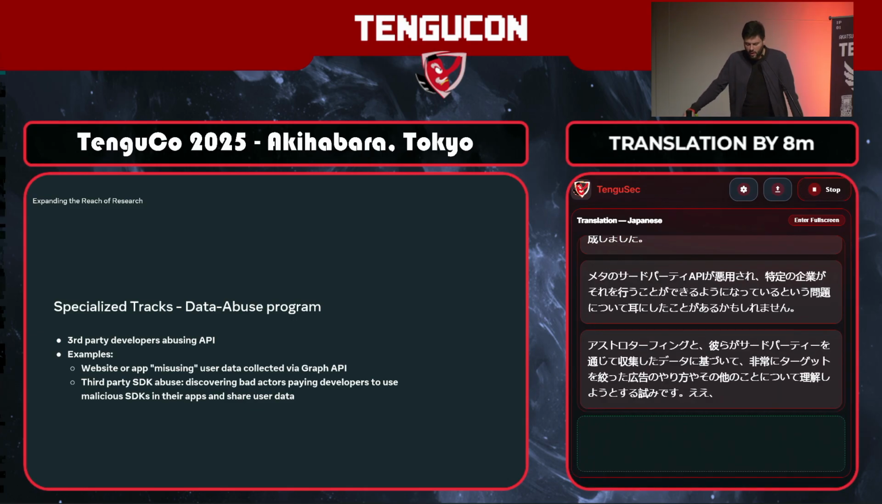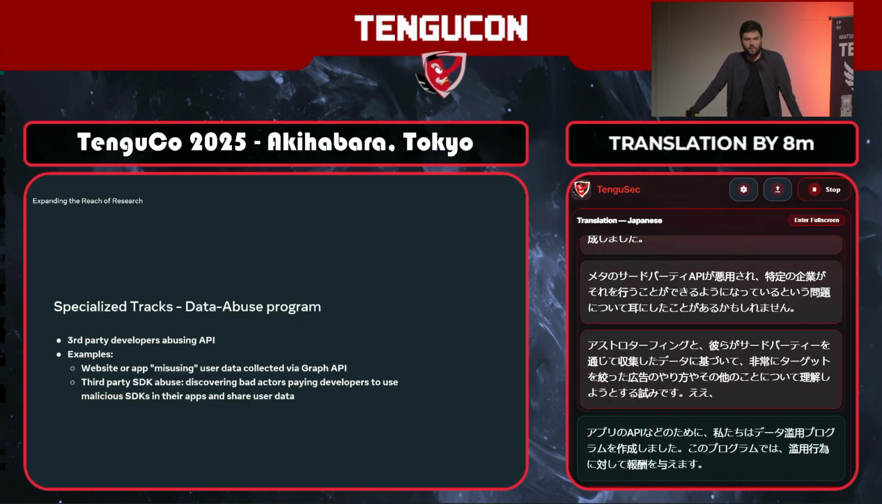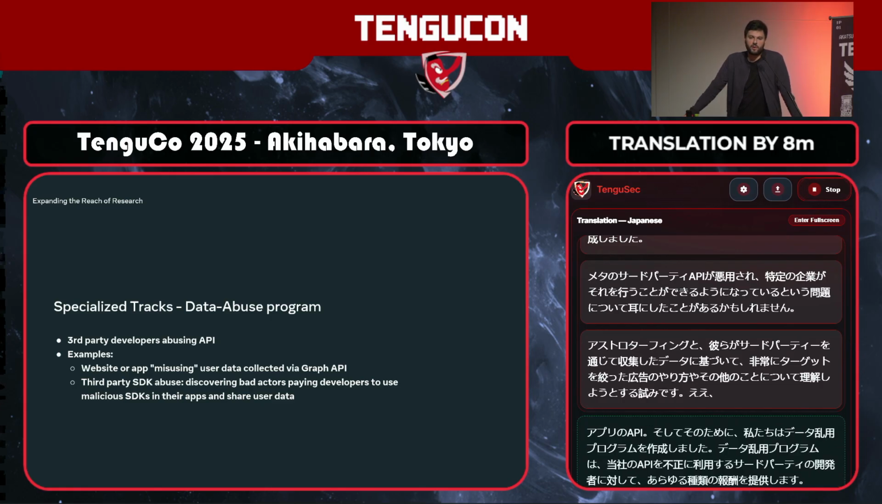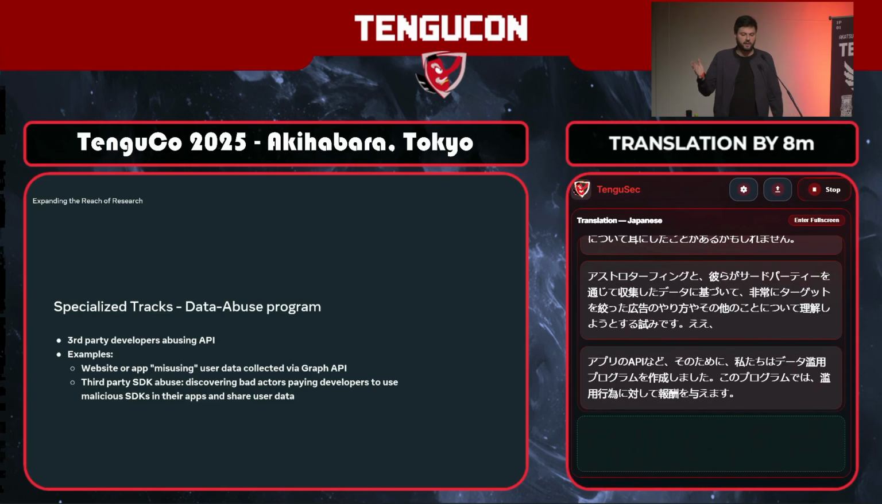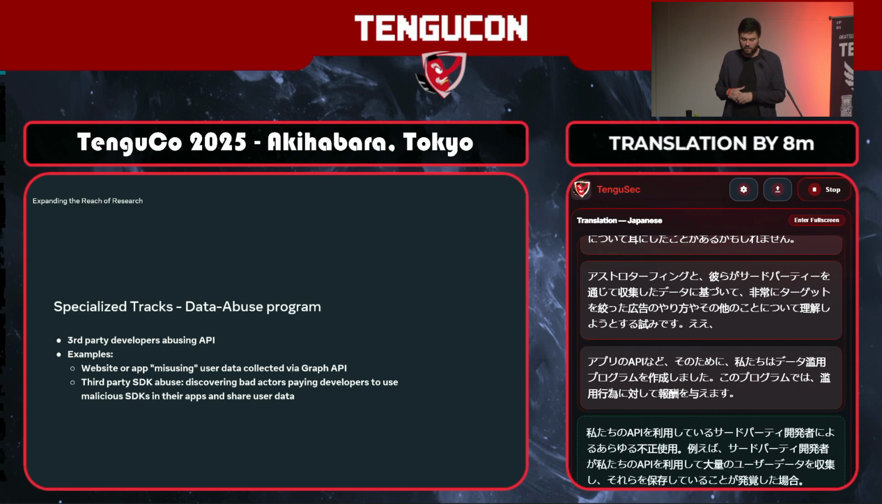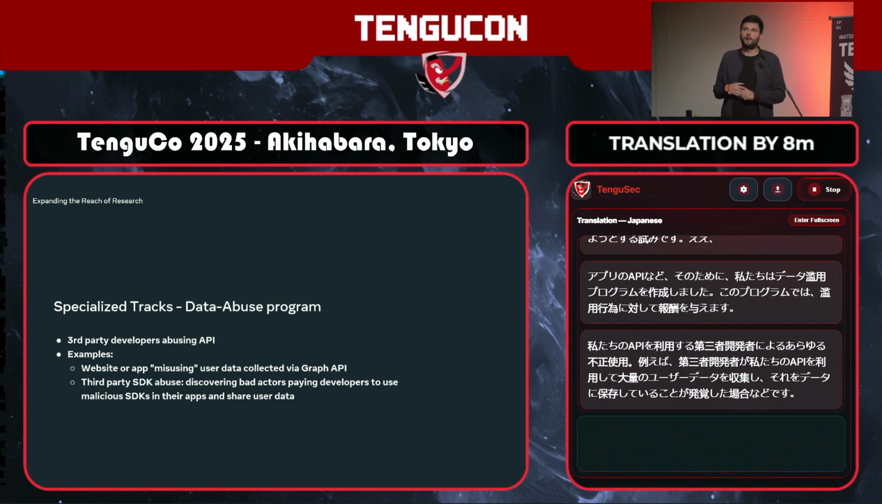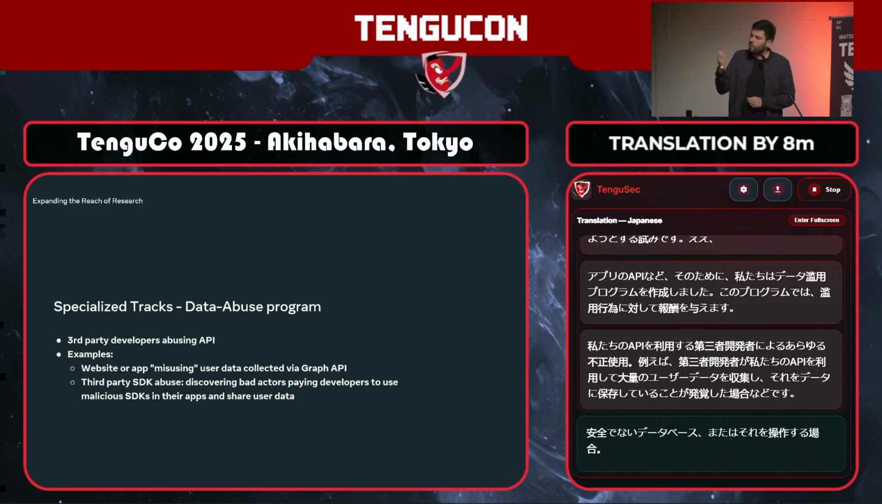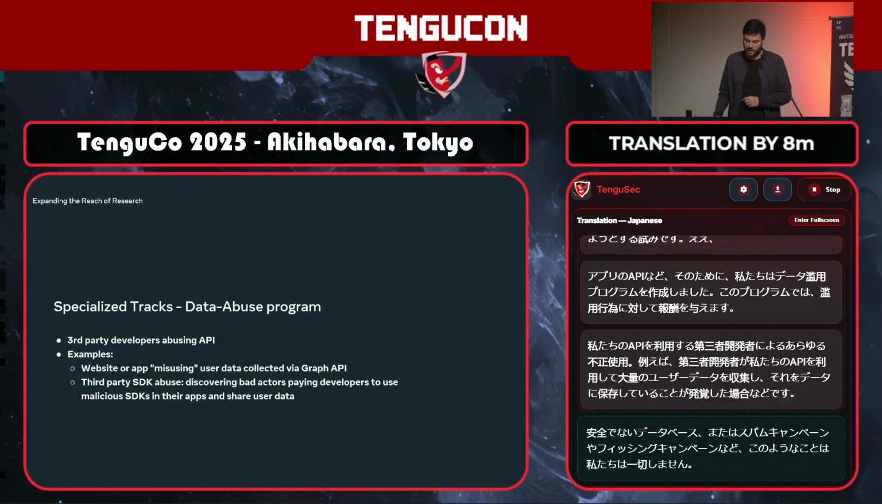The data abuse program rewards any kind of misuse of our APIs by third-party developers. So for example, if you discover that a third-party developer is using our API to collect a lot of user data and then store it in a database that is not secure, or to run a spam campaign or phishing campaign, all these kinds of things, we would reward this kind of issue under the data abuse program.